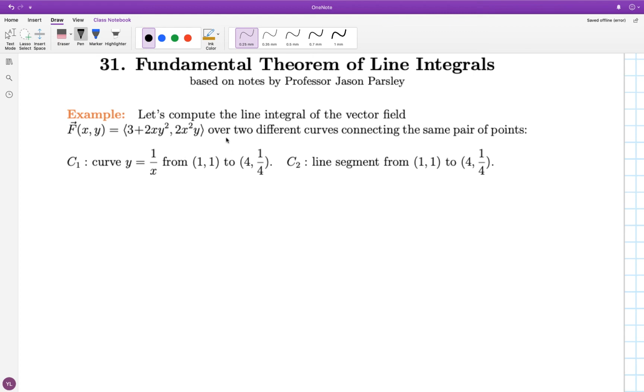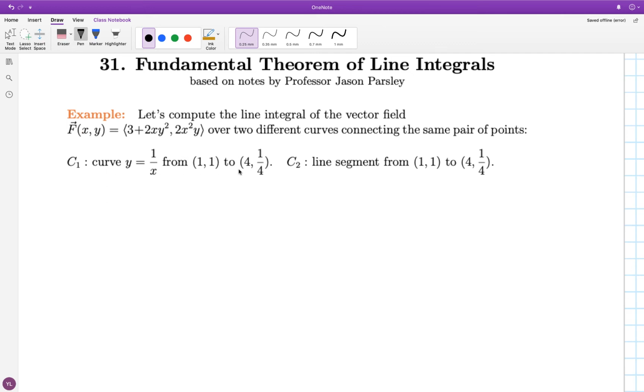All right, let's practice computing the line integral of a vector field, which is the topic from the last section. And I'll look at the line integral a couple different ways, and that'll motivate the concept from section 6.3, which is path independence and the fundamental theorem of line integrals. So I've got one vector field, and I want to compute the line integral of that vector field across two different curves, but the two different curves connect the same pair of points.